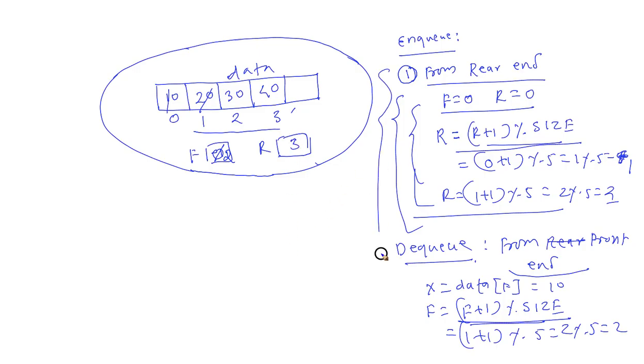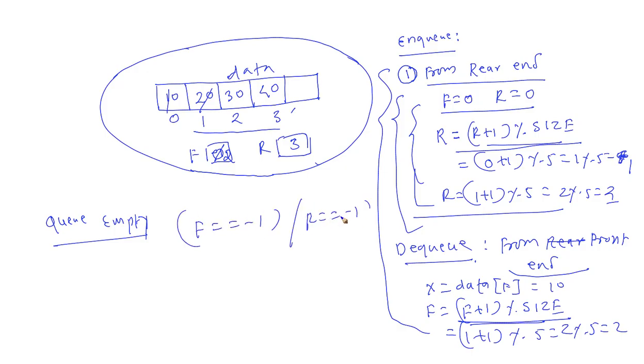These are exactly the operations which we saw in the circular Q. Q empty condition and Q full condition are also the same. What is the Q empty condition? F equal to minus 1 or R equal to minus 1. That is the Q empty condition. If F is equal to minus 1 or R equal to minus 1, the Q is empty, right? What is the Q full condition?